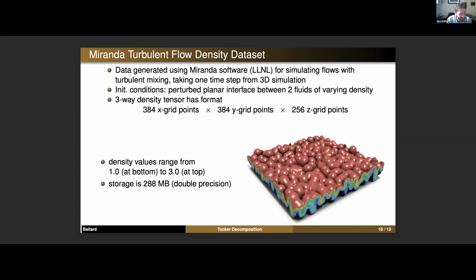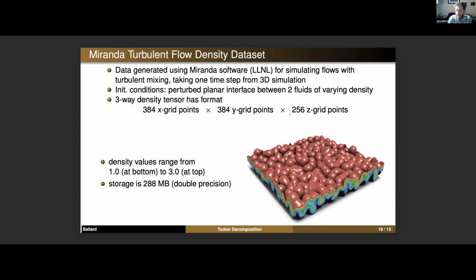Okay, so I want to get to the Miranda data set. As Tammy mentioned, this is tracking the density of a simulation. It's three-dimensional, it's a fixed time step, and it's 384 by 384 by 256. It starts with heavy fluid on top and less heavy fluid on bottom. Then they start the simulation and the fluids start to mix.